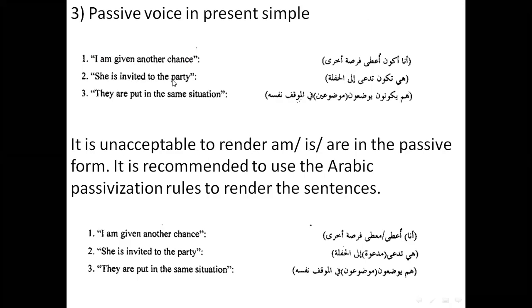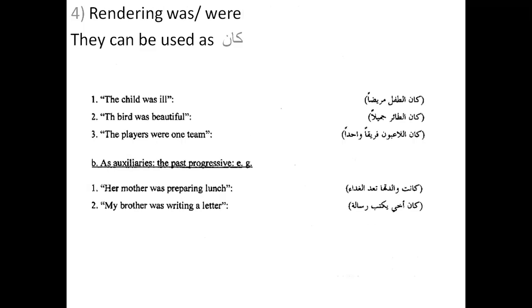تدعى, she is invited to the party. هي دُعيت إلى الحفلة أو تدعى إلى الحفلة أو مدعوة إلى الحفلة. They are put in the same situation. هم يوضعون في الموقف نفسه. So using the passivization rules, or using the structural passive form, to render the passive voice from English into Arabic.